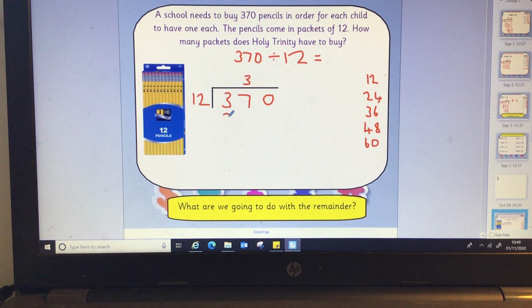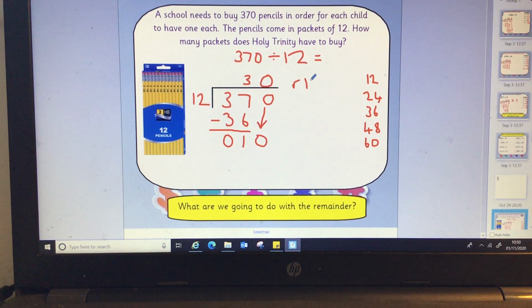Let's put our 36 underneath the 37 and subtract it. 7, take off 6, leaves us with 1. 3, take off 3, leaves us with 0. Drop this 0 down. There we go. Okay, 12s into 10. We can't do it, so we put our 0 above the top there. Our number here is less than our divisor, so we know that this is going to be a remainder.